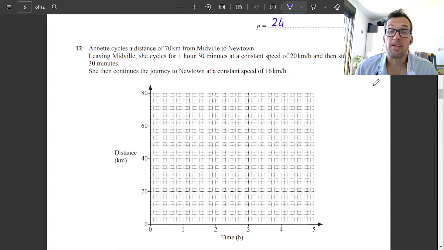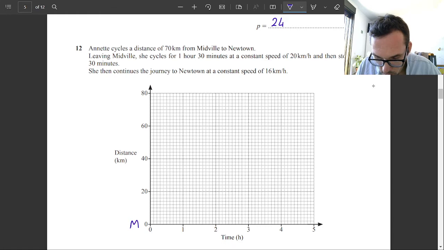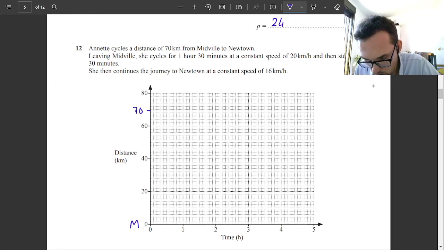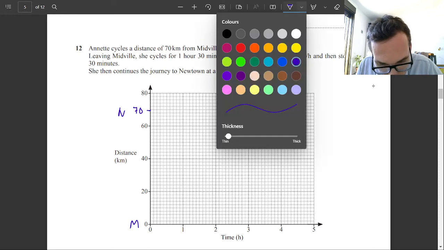Question 12, speed distance graphs. These things are fun, right? Annette, she's going from Midville to Newton, 70 kilometers, right? So Midville must be here at 0 kilometers, and then at 70, which would be halfway between 80 and 60, over there, that's 70. That must be where Newton is, somewhere across on this line. Okay, I'm just going to mark it.